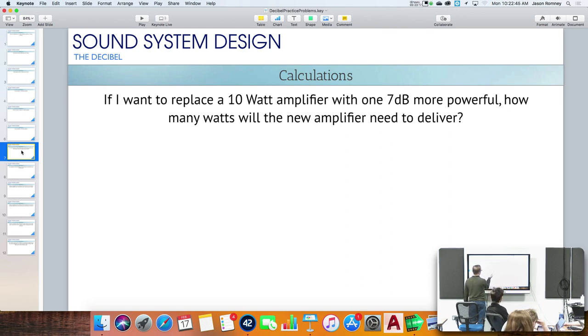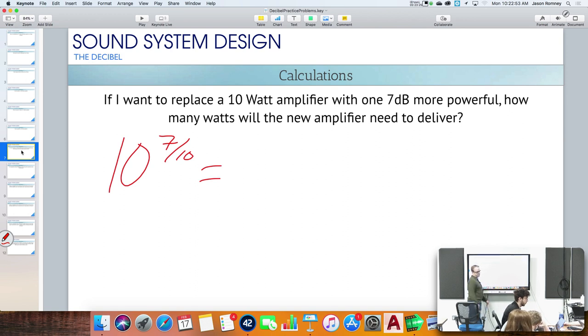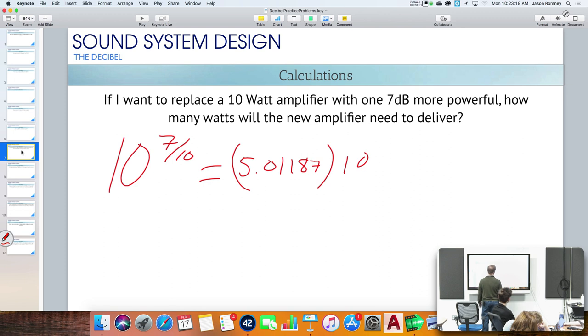So let's do the math now. I would first want the power ratio of 7 dB. So 10 to the power of 7 divided by 10. Somebody want to figure that out? 5.0187. Did anyone else get that? Yeah? Grayson got that? One more person? Yes. Okay. So I'm going to now multiply that by my 10 watts, and I get what? 50 watts. I'm looking for a 50-watt amplifier.